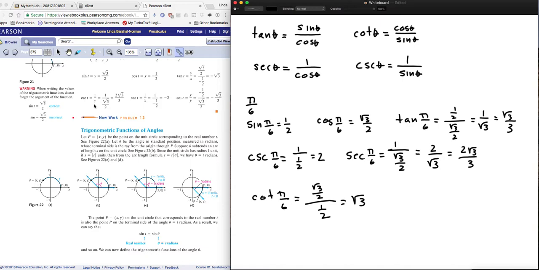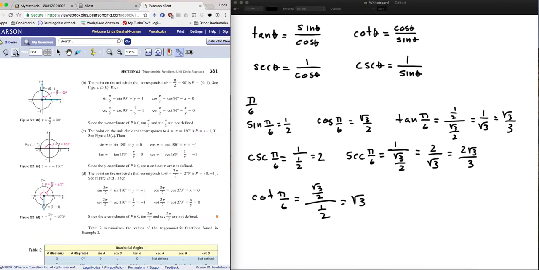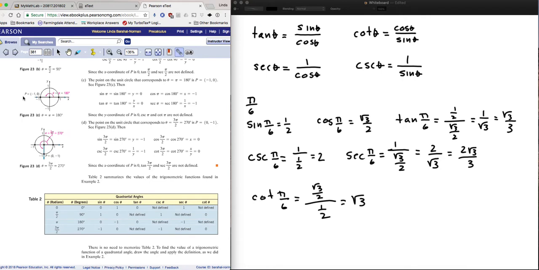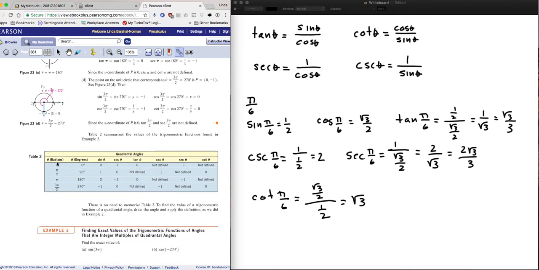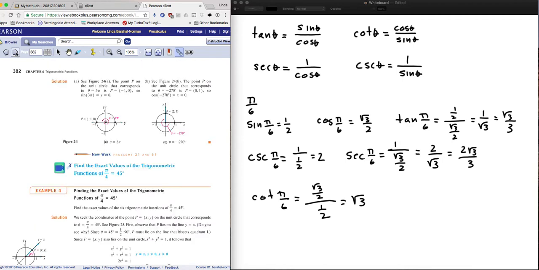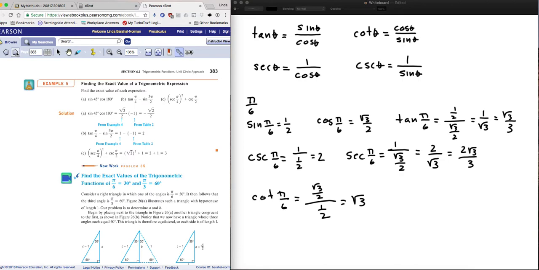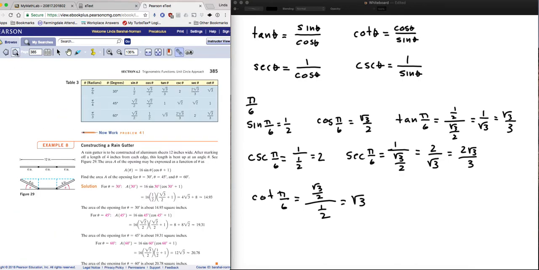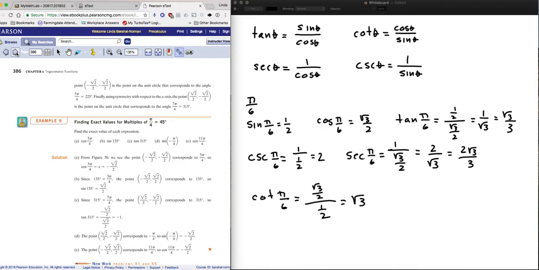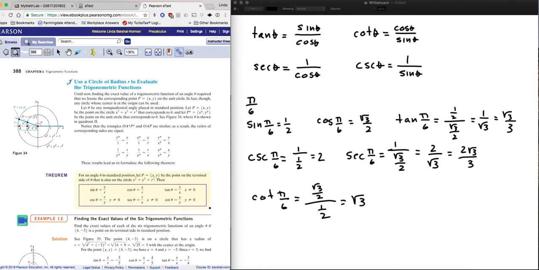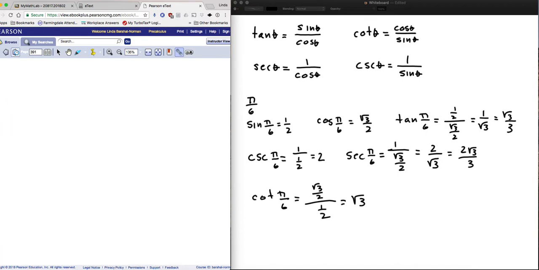Okay, what else can we get out of this section here? I think there's a couple of good tables here. On page 381, you might want to take a look at table 2. It has some information that is helpful, and I think I'm moving into the next section at this point. Okay, so let me pull out of this.